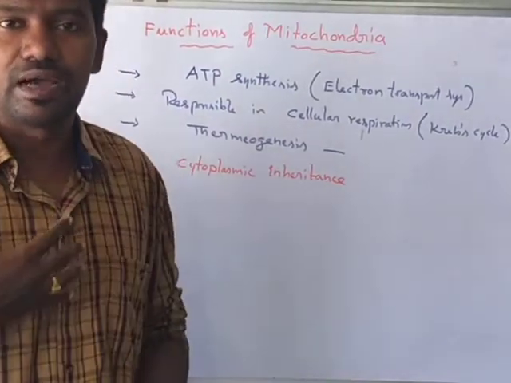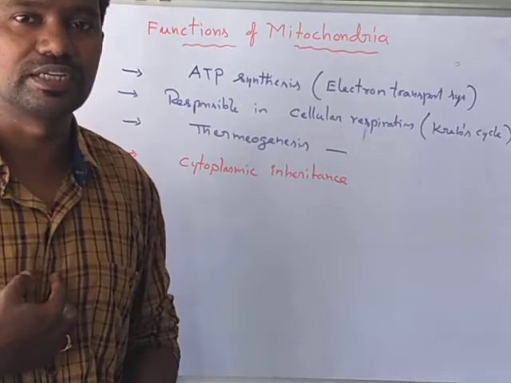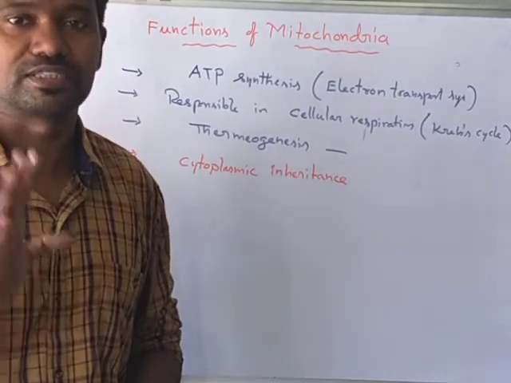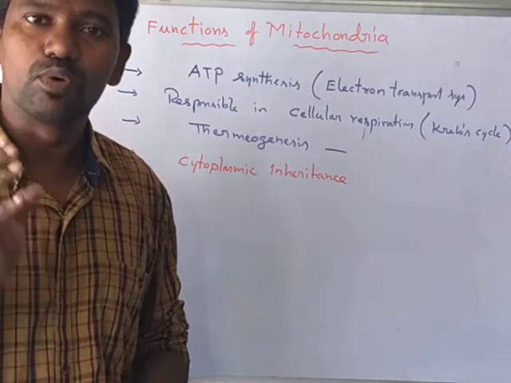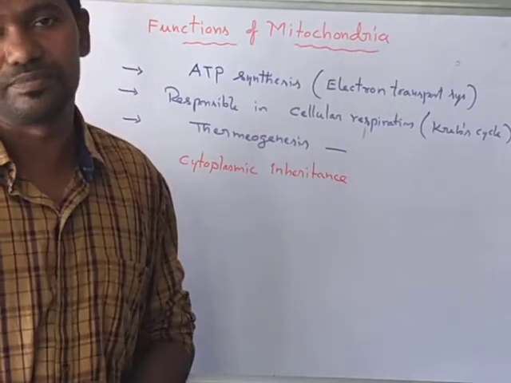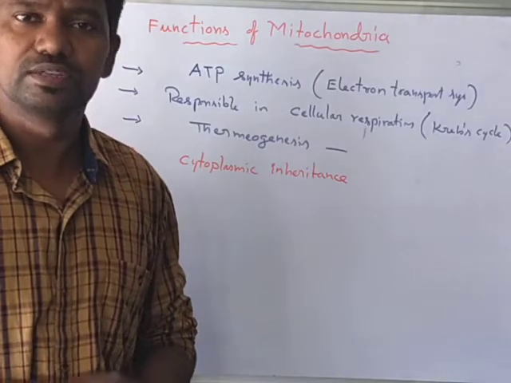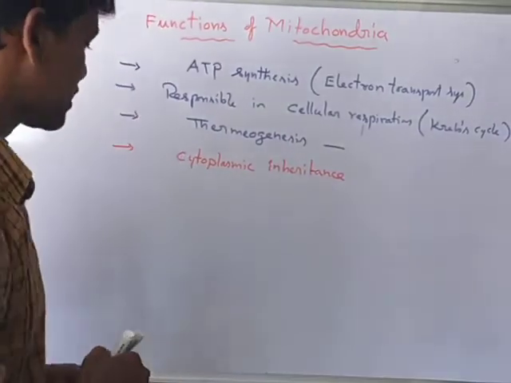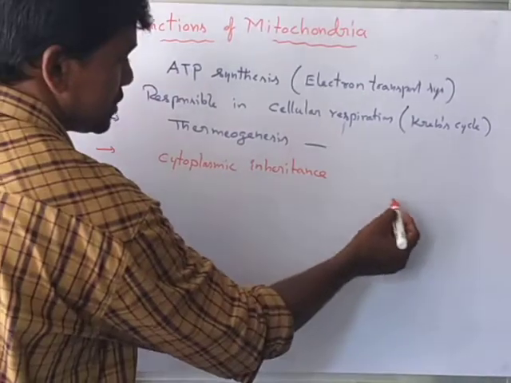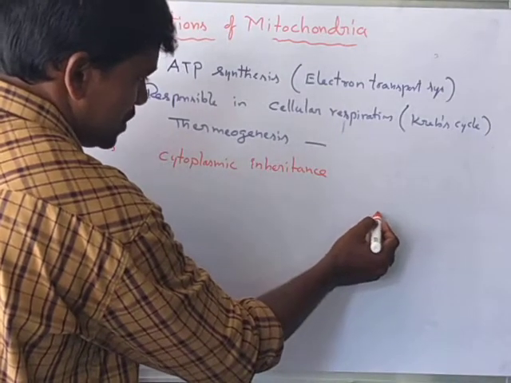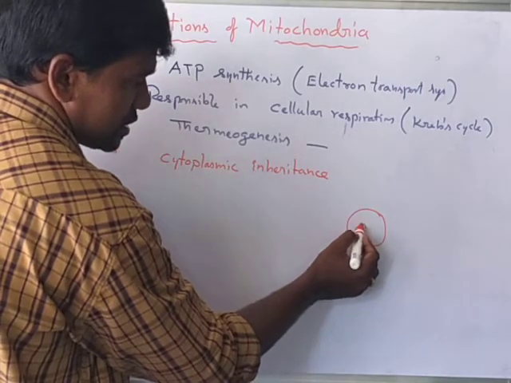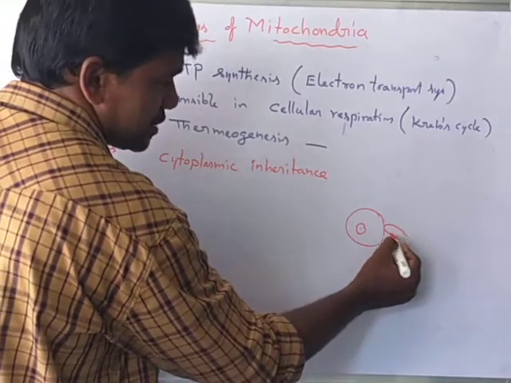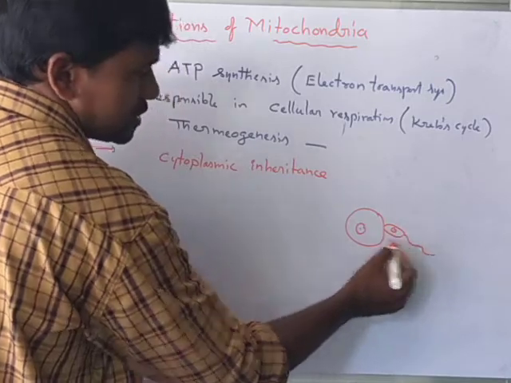That means our mitochondria come only from our mothers. Our mitochondria come only through our mothers. Okay, so why? Because if you take, for example, this one is the ovum, and this is the nucleus. And this is the sperm.